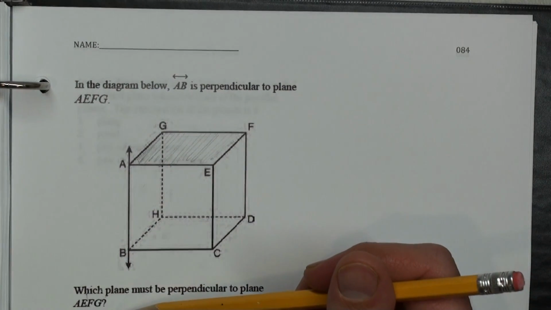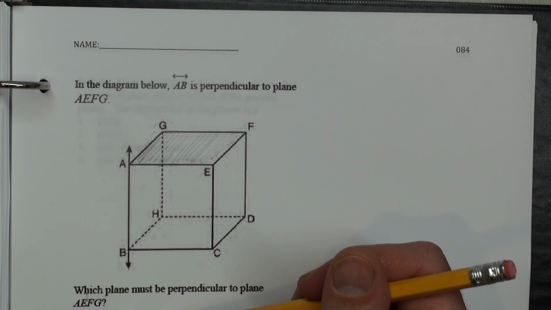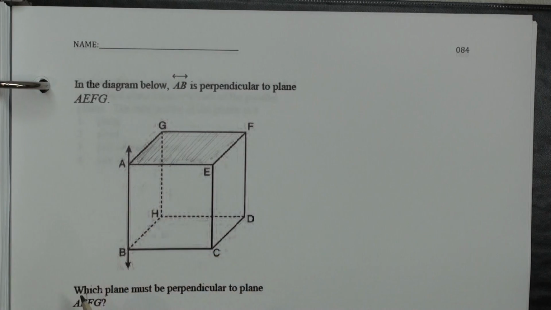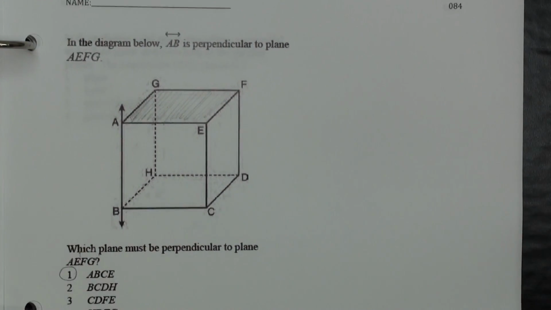So let's see what choice. We have A, B, C, E. That's it. Or B, C, D, H. Nope. C, D, F, E. Nope. H, D, F, J. H, D, F, G. Nope. It's choice 1. Okay.